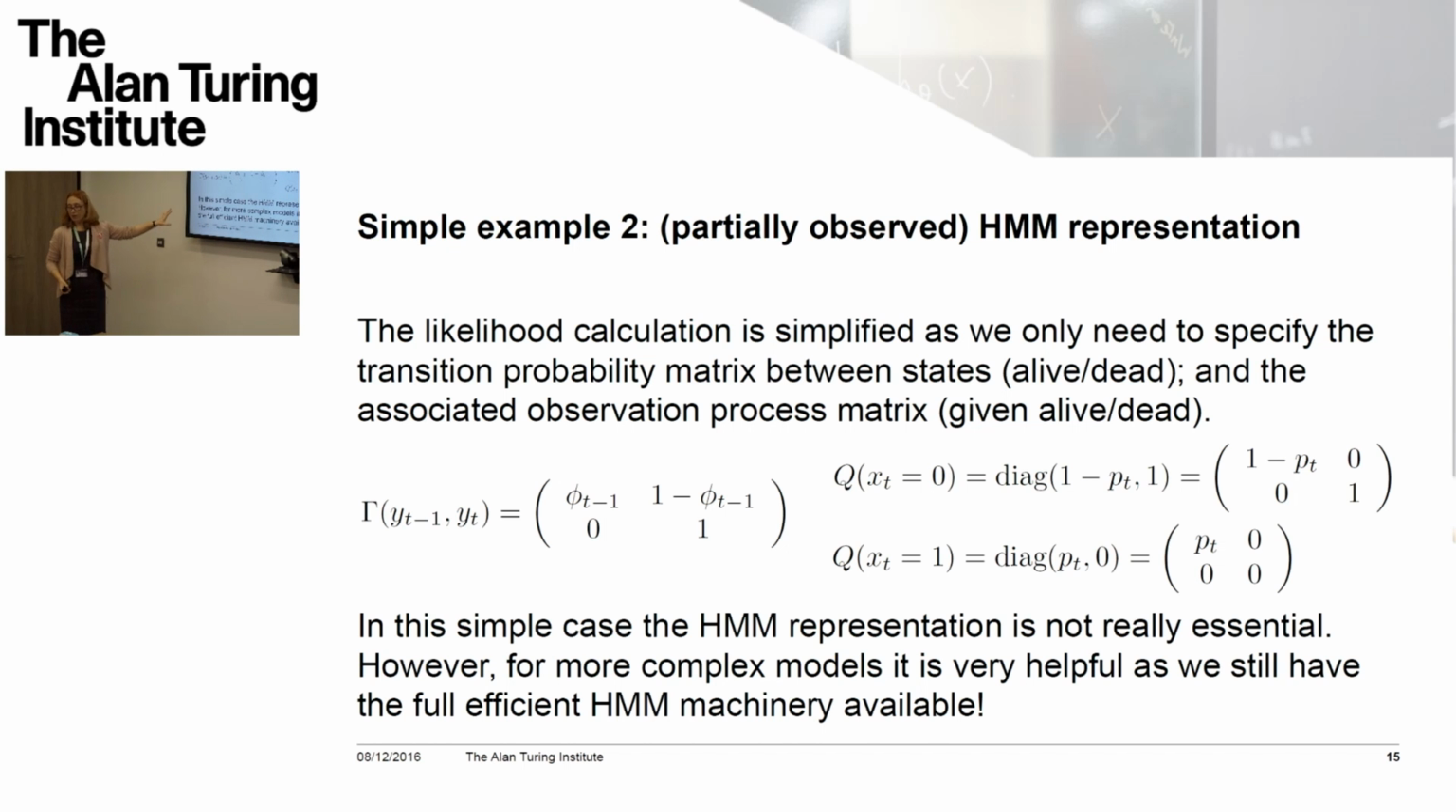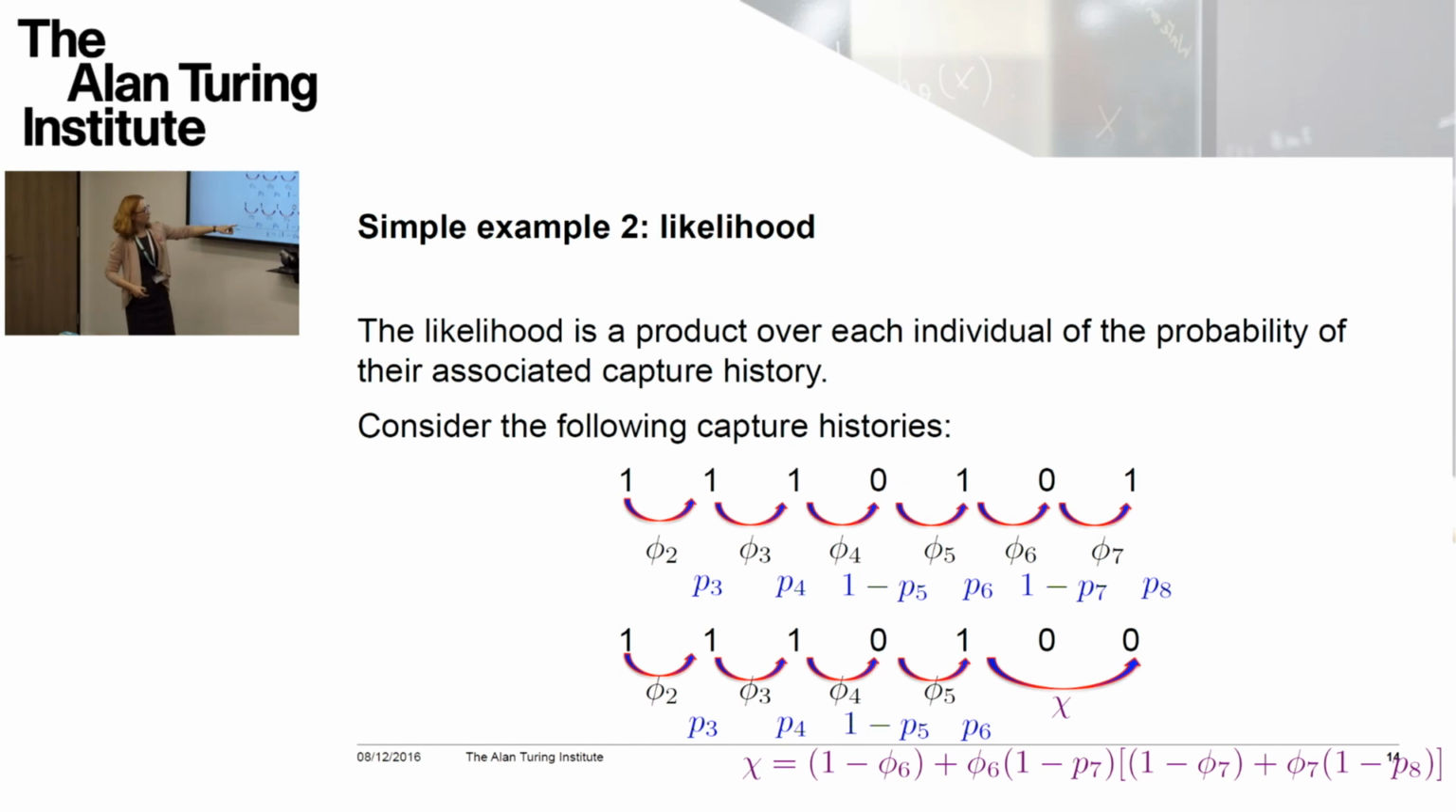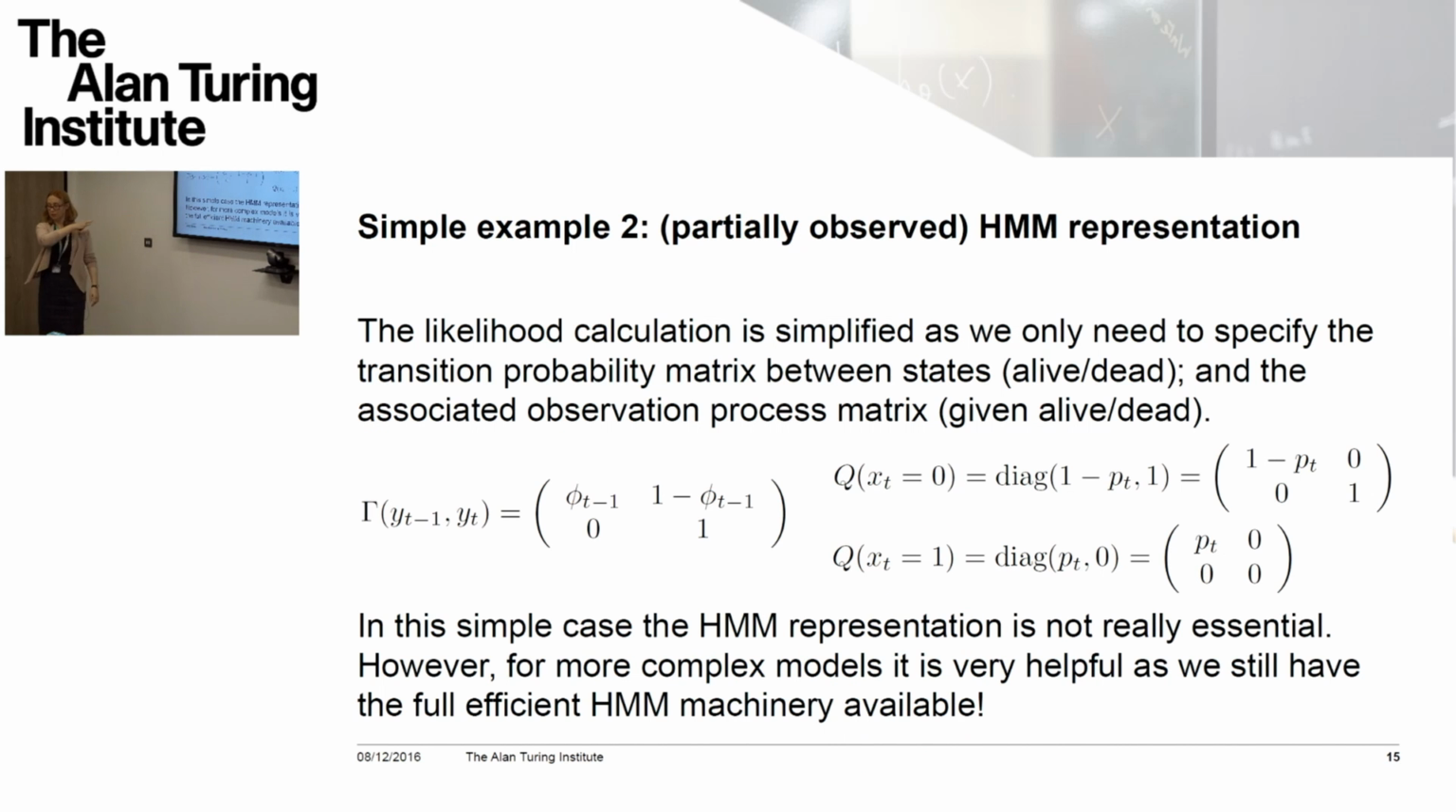The main thing is you can write it down in just those two matrices, the transition probability matrix and the observation process matrix, and then they go straight into that likelihood expression that we had earlier. I don't have to do any more work. Previously I had to calculate this chi-term probability, of not seeing the animal again. That is automatically done in this hidden process model framework.